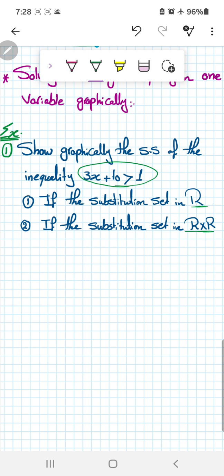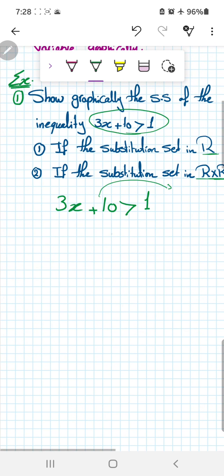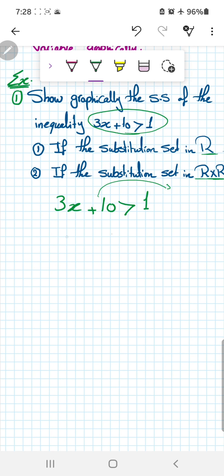First, we get the solution set in R. So here we have the inequality 3x plus 10 greater than 1. First, remove 10 to the other side with the opposite sign, which is negative 10. So we have 3x greater than 1 minus 10, so 3x greater than negative 9.